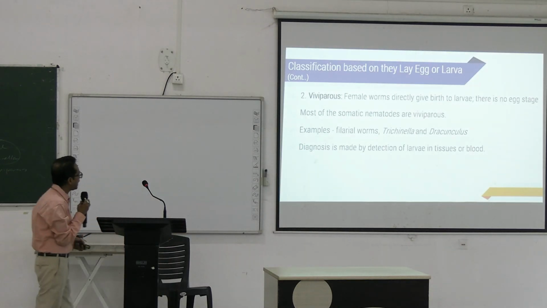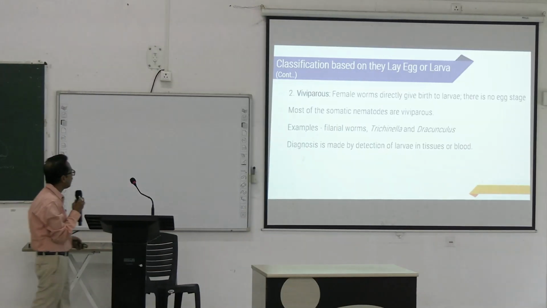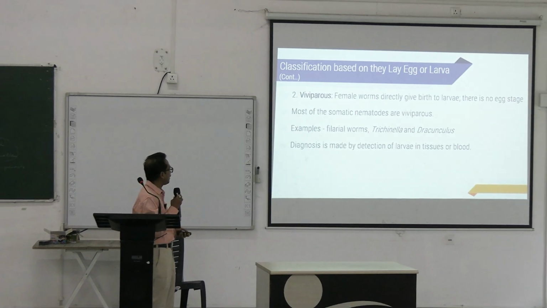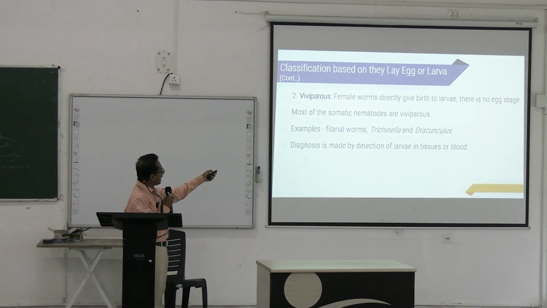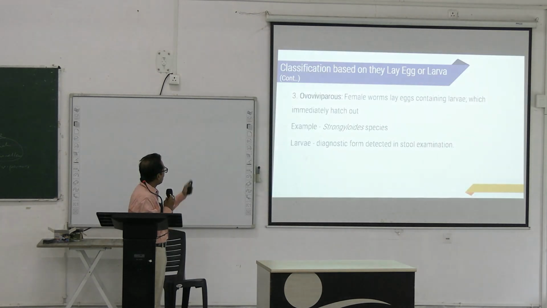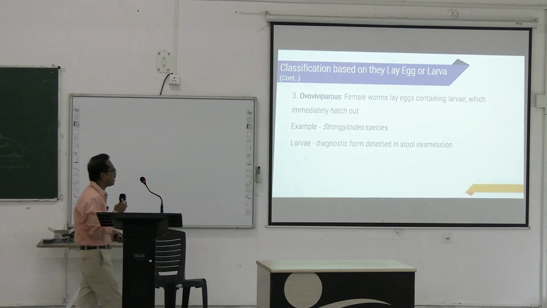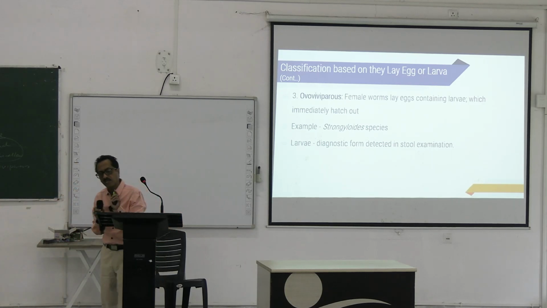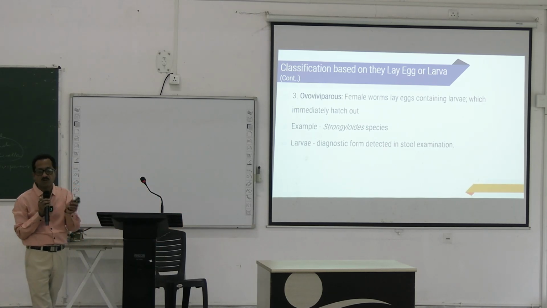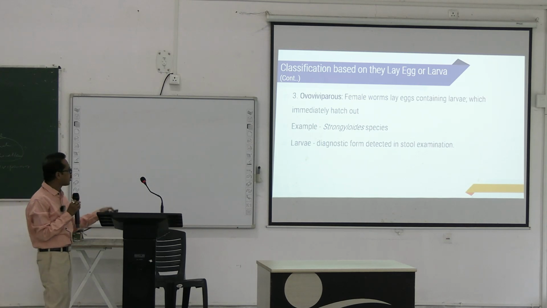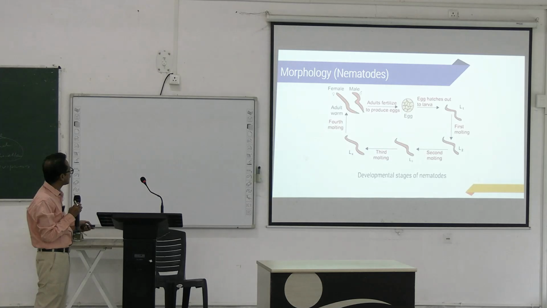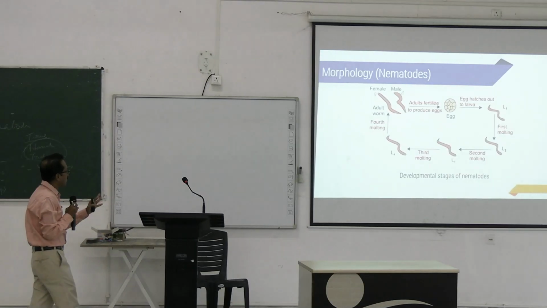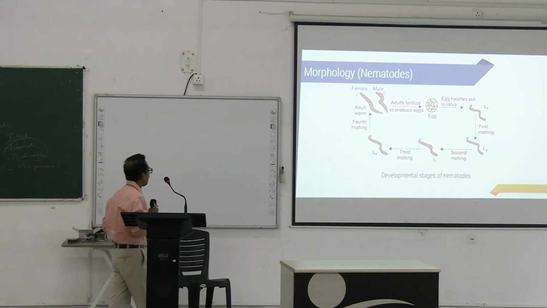Viviparous: directly give birth to larvae, there is no egg stage. Most of the somatic nematodes are viviparous. Filaria, Trichinella and Dracunculus are viviparous. Ovoviviparous: lay eggs containing larvae which immediately hatch out, Strongyloides species. These three you should remember, these are also asked in the oral and can come as a short note also. So these three: viviparous, ovoviviparous and oviparous. So this is the overall morphology of nematodes.